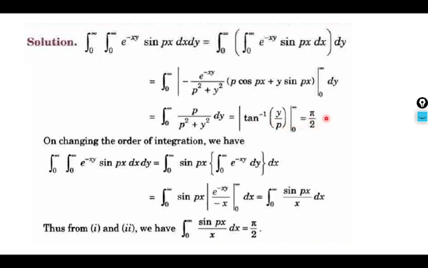But if we change the order, why is there no need of a diagram? If the limits are 0 to infinity, all limits are constant. Even though you change the order, limits remain the same. So the diagram does not help us. Without a diagram also you can change the order. When the limits are constant, you just interchange the order with the same limits. And now the integration is done, so you are left with the integral of sine px upon x, and hence by 1 and 2, we get the answer as pi by 2.